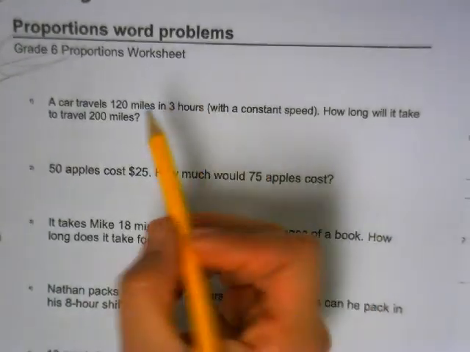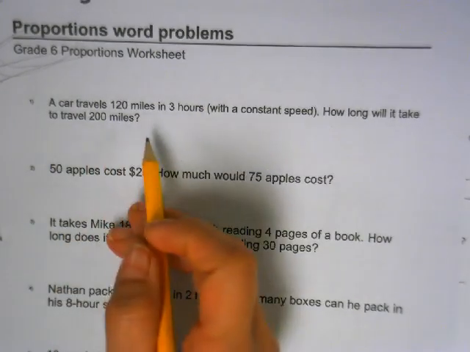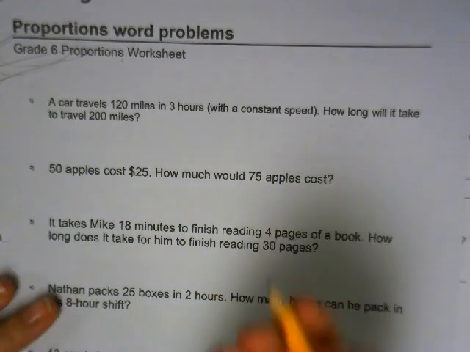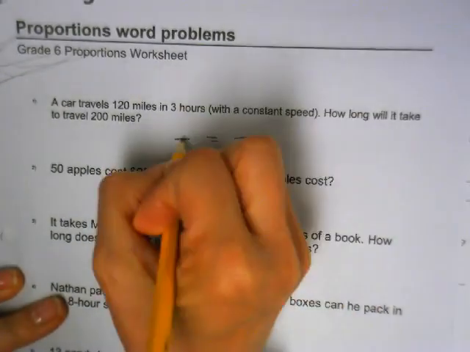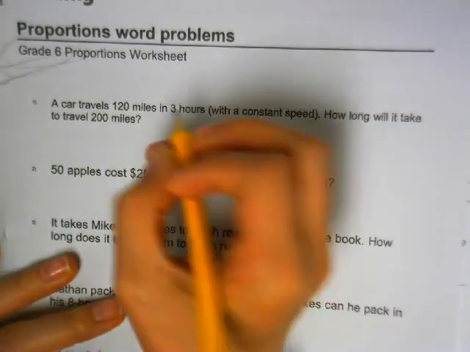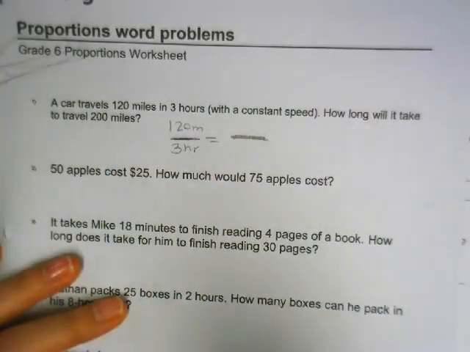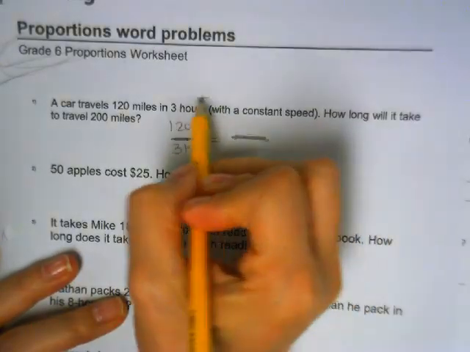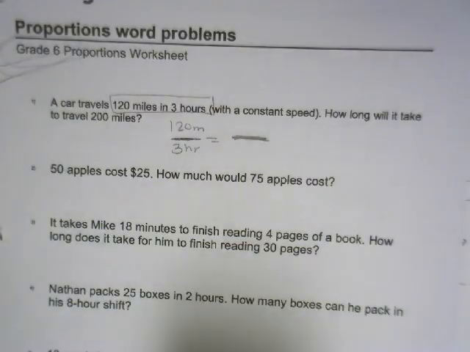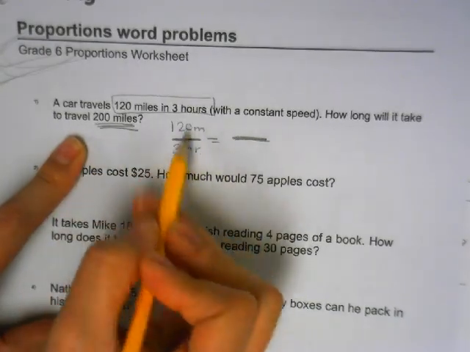A car travels 120 miles in 3 hours with a constant speed. How long will it take it to travel 200? So instead of finding the unit rate, we're going to set up a proportion. You could find the unit rate, or you can just set up a proportion. Sometimes proportions are easier. Sometimes it's not so much. All right. 120 miles over 3 hours. So the given information, your first sentence is your first fraction. Then your second sentence is your second fraction. 200 miles. So to 200 miles, does that go on the top or the bottom?